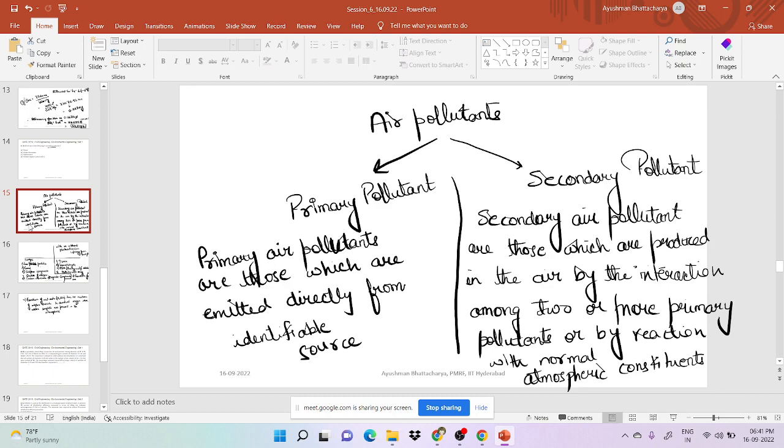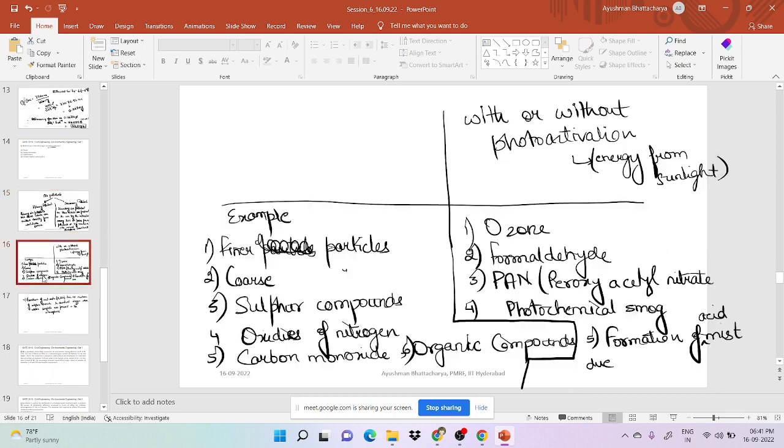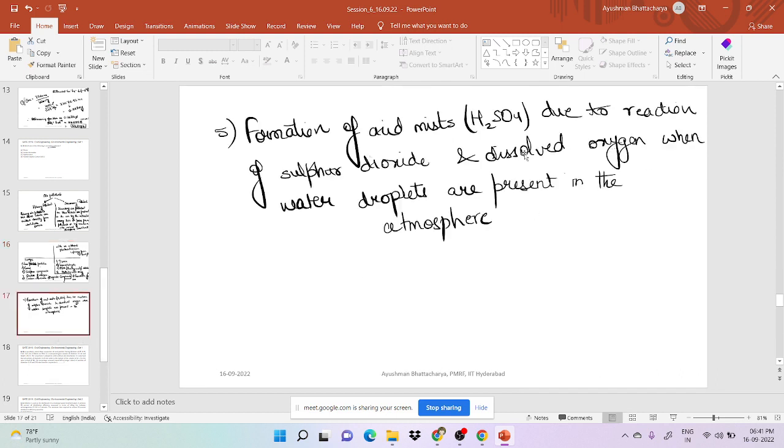So primary air pollutants are categorized into two: primary and secondary. Under primary pollutant, the examples are finer particles, coarse particles, sulfur compound, oxides of nitrogen, carbon monoxide, organic compound. Under the secondary pollutant: ozone, formaldehyde, PAN, photochemical smoke, formation of acid mist due to the reaction of sulfur dioxide and dissolved oxygen when water droplets are present in the atmosphere. This was the fifth point under the secondary pollutant.